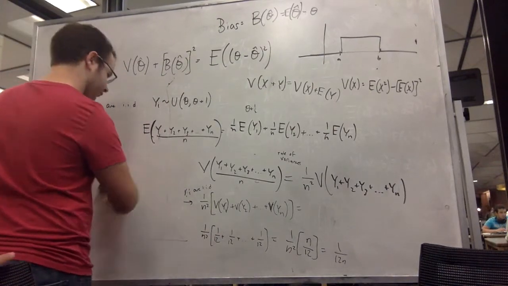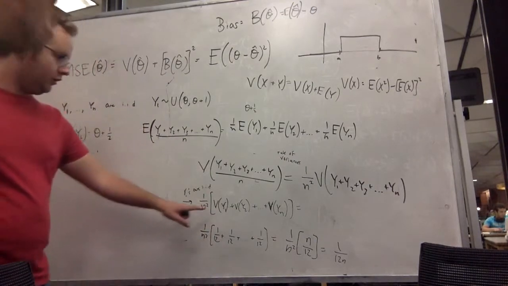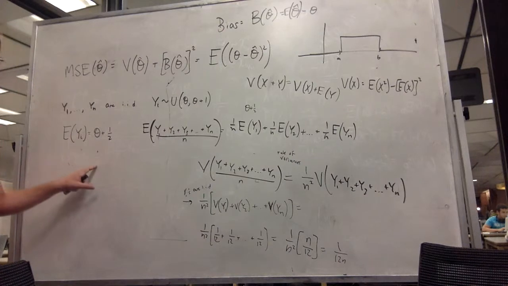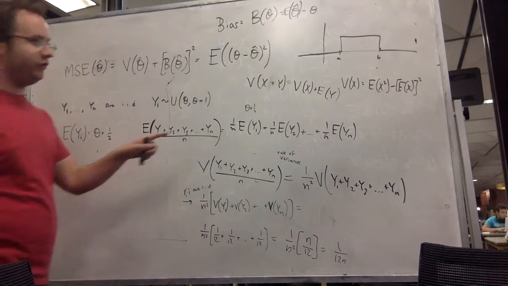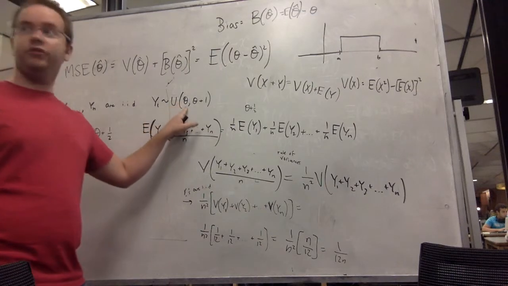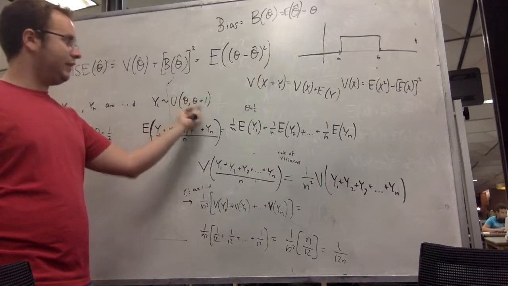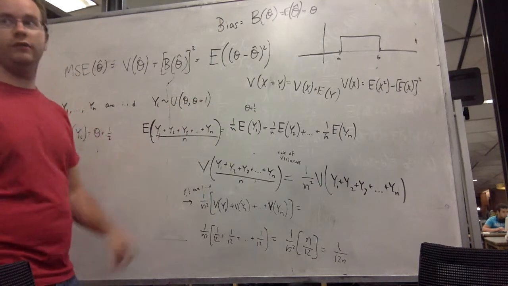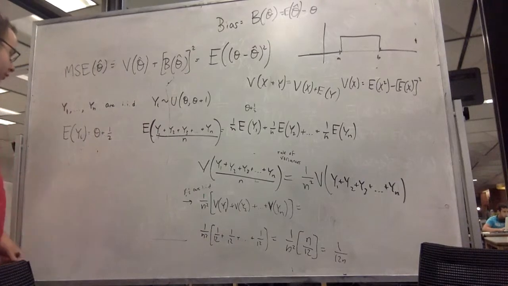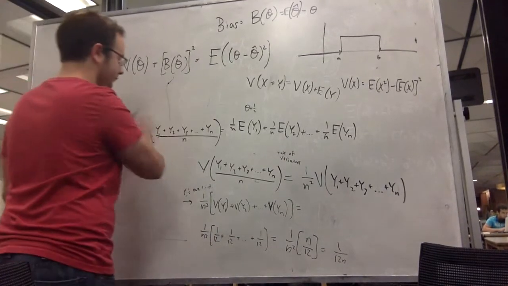How did you get from here to the 1 over 12? Each of the yi's has a variance of 1/12. We found that from using the formula. Remember, the uniform distribution from a to b has mean a plus b over 2 and variance b minus a squared over 12. So if you do theta plus 1 minus theta, that's 1. Square, you get 1 over 12. So each of the individual yi's has variance 1 over 12.